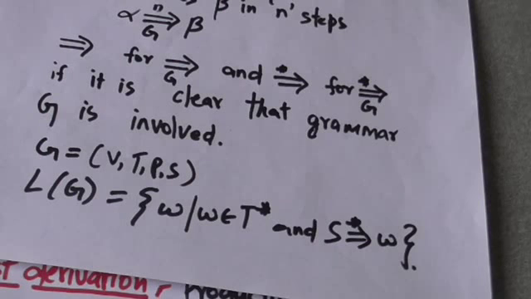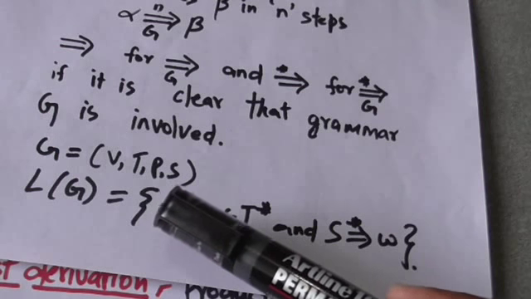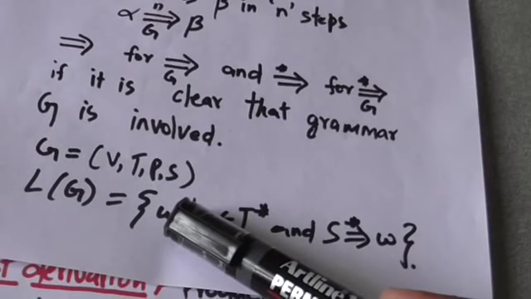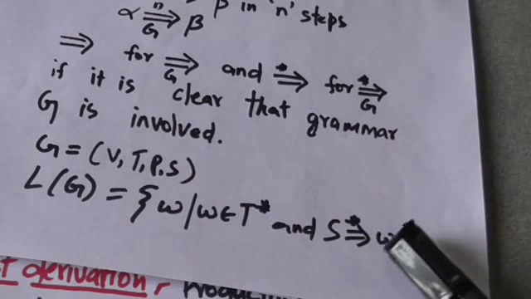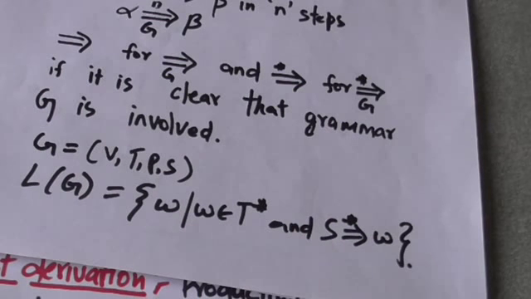Let G be a context-free grammar. Then its language L(G) will be the set of all strings of terminals which are obtained by applying the production rules in different order starting from start symbol S. So L(G), the language whose grammar is G, is the set of all strings of terminals w, where w is a string of terminals which can be derived from start symbol S.